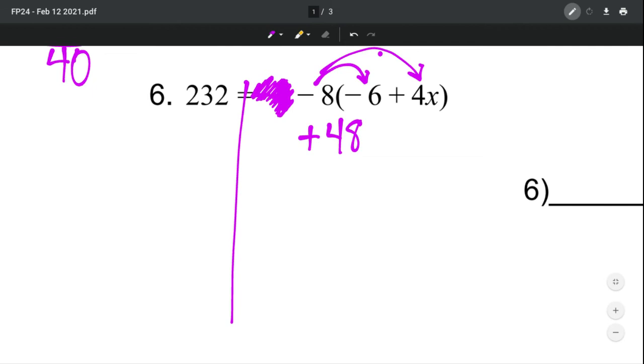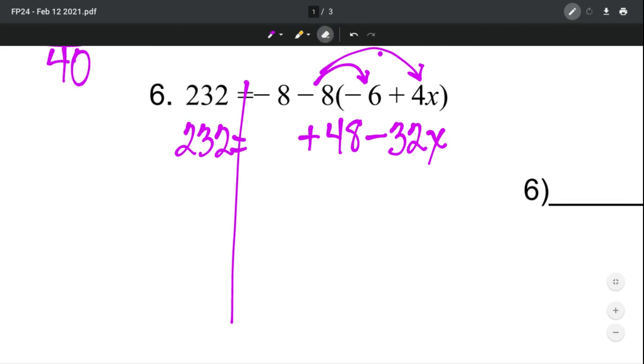And then -8 times a positive 4x. Well, -8 times a positive 4 is -32. And then I have the x. So now I have 232 is equal to, what was there? Now I have to kind of face the facts. Okay, that still exists. So I'm just going to bring it down.